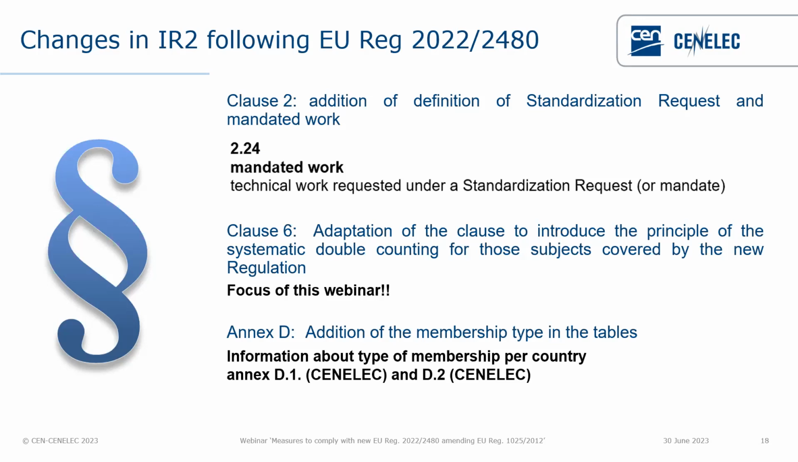Then the major change has been in Clause 6 on the voting policy, where the principle of systematic double counting has been introduced, as explained by Annika, and is really the main focus of this webinar. And then in Annex D, if you have any doubts on what I just explained regarding the blue type members, yellow type members, or red type members, there is the full list of our 34 members and to which category they belong.